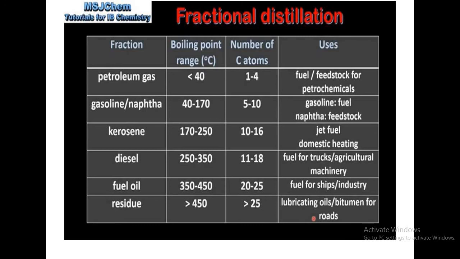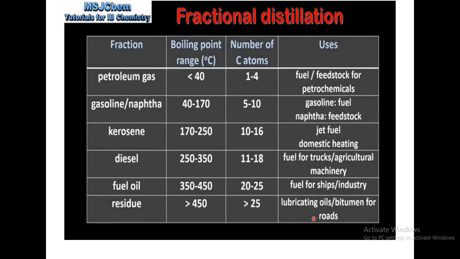I'm going to repeat it. Petroleum gases can be used as a fuel for cooking and heating. Then comes the gasoline, that is used as fuel for motor cars. Then naphtha is very important. It is used as a feedstock for making petrochemicals such as plastics and detergents. Then kerosene oil, which is also called paraffin, is fuel for aircraft engines, cooking using oil stoves, and heating.